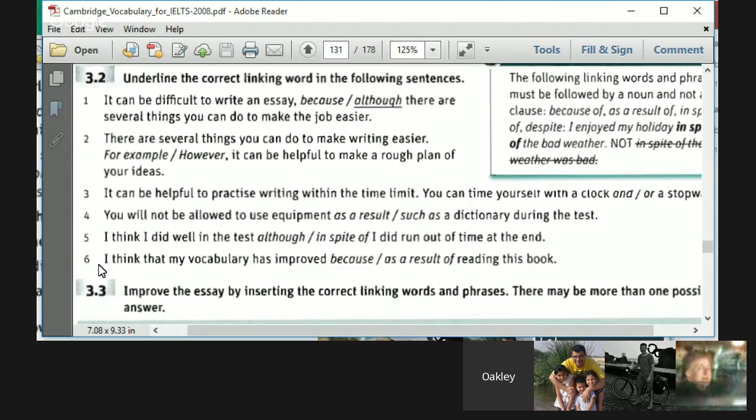Nasser, number 6. I think that my vocabulary has improved as a result of reading this book. Okay, and of course we could say because of reading this book would also make perfect sense as well.